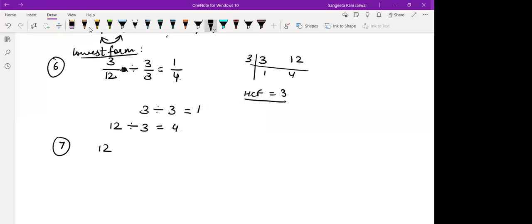Okay, suppose I have taken the fraction 12 by 3 divided by 2 by, what can I write here? 20. Okay, I have written 2 by 8, whatever came to my mind. So, 12 by 3 divided by 2 by 8. Now, how do you divide this?